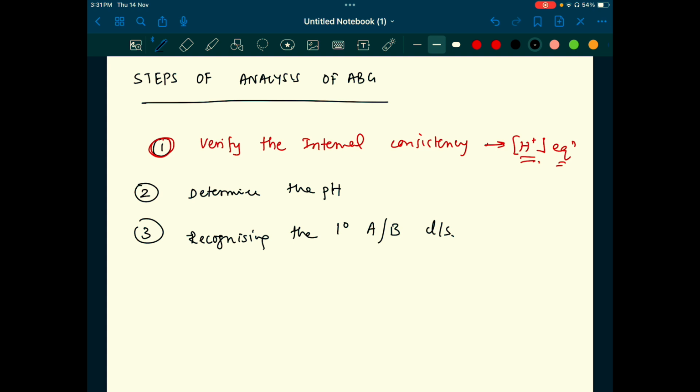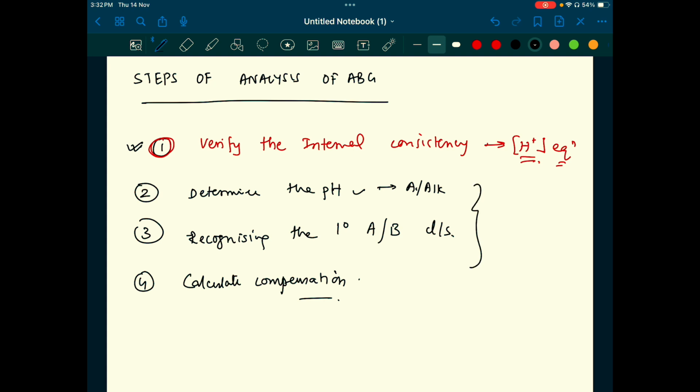First of all, you have just made sure that the ABG is correct and accurate, that the consistency is good and it's not some nonsense, okay? Second, we have to determine the pH. We have to say whether it's acidosis or alkalosis, right? Third is, what is the primary disorder? Is it metabolic or respiratory? All right. Fourth is, once we have determined the primary disorder, we have to calculate the compensation as well.